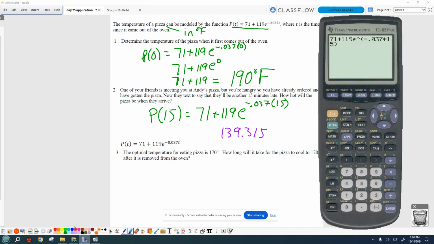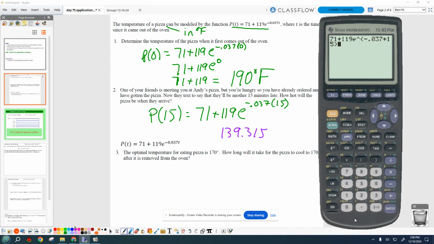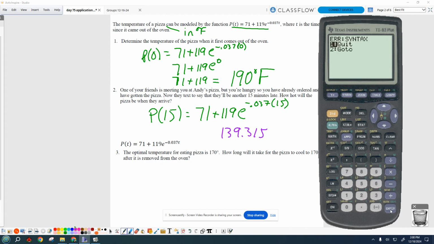So guys, right up here, I have this typed in. Can you look, please? I want to show you something. I typed in exactly what's here: 71 plus 119 e to the negative 0.037 times 15. I'm going to hit enter, if I could make the cursor show up. And I got an error.